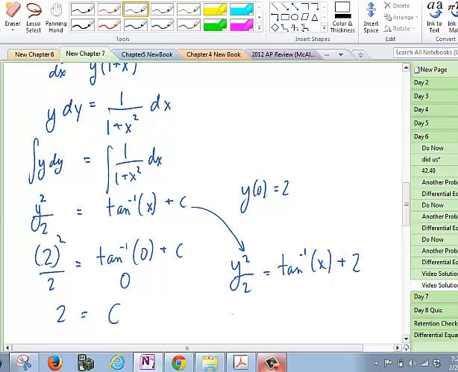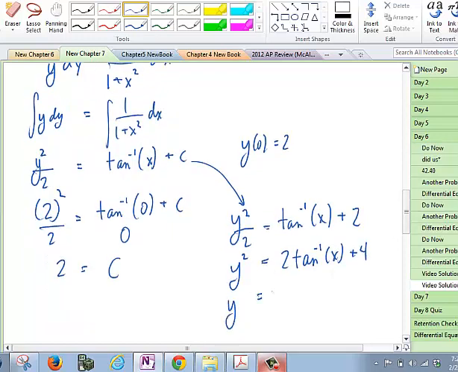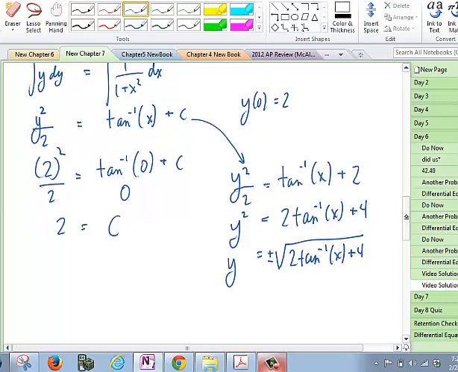And now to solve for y, we simply cross multiply 2 inverse tan of x plus 4 and take the square root. And remember, whenever you take the square root, to get rid of something squared, you have to include plus or minus. Remember, you have to verify which one of your conditions you want to use. In this case, if we plug 0 in for x, we'll find out that we're again using the positive part of the rooted function.